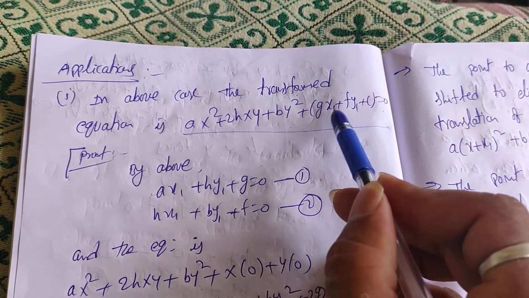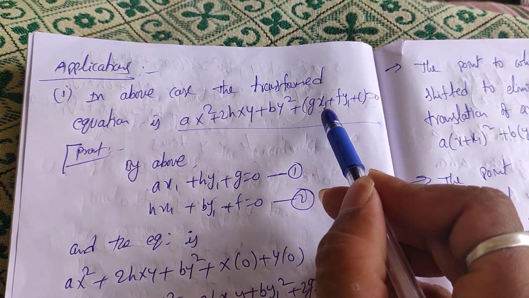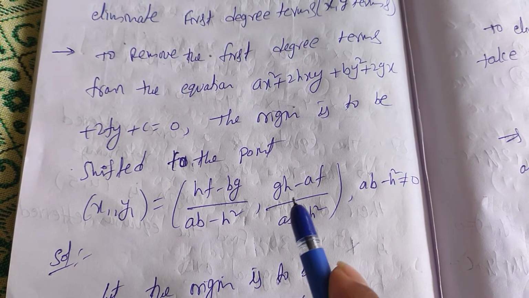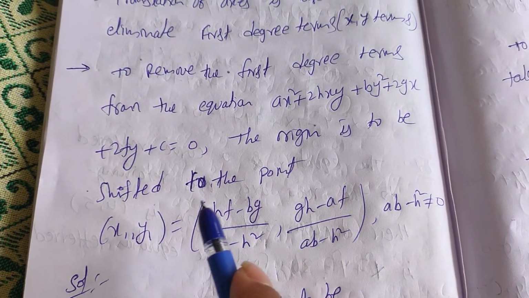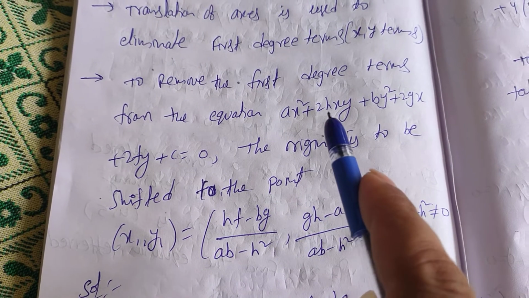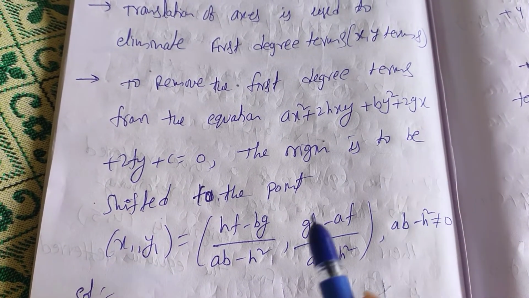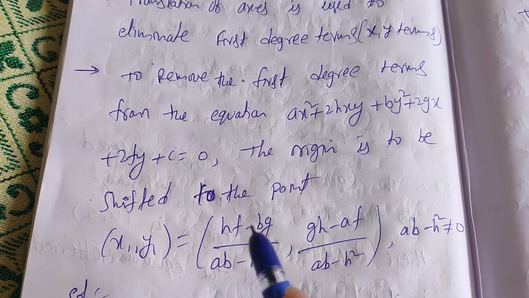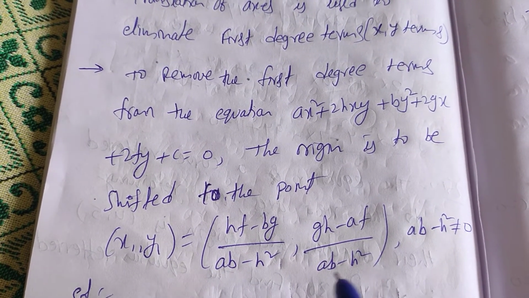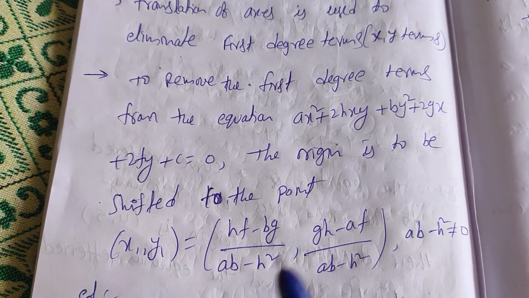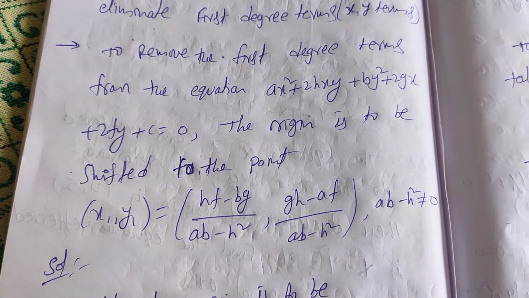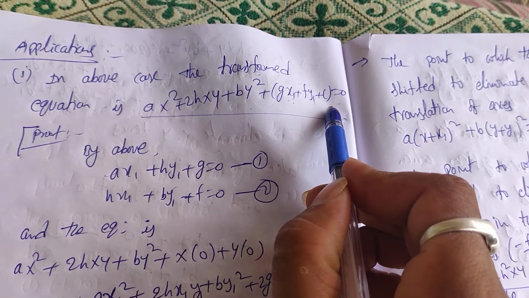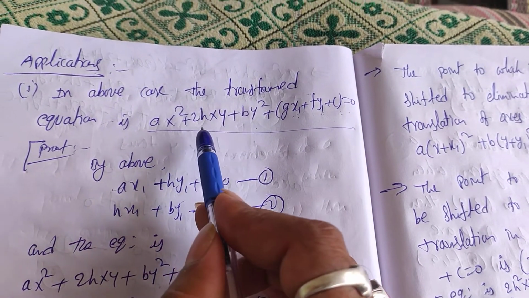This is x1, y1. This is the constant. So you get x1, y1 if you substitute in this formula, (hf minus bg) by (ab minus h square), (gh minus af) by (ab minus h square). All these are constants, because they are the coefficients of x square, xy, y square, x term, y term and constants. So if you use this operation, you again get a constant, that means some 2, 3 or 4, 5 or minus 2, minus 3, whatever it may be. If you substitute those values here, this is nothing but a constant only. Okay, that means there are no x, y terms.